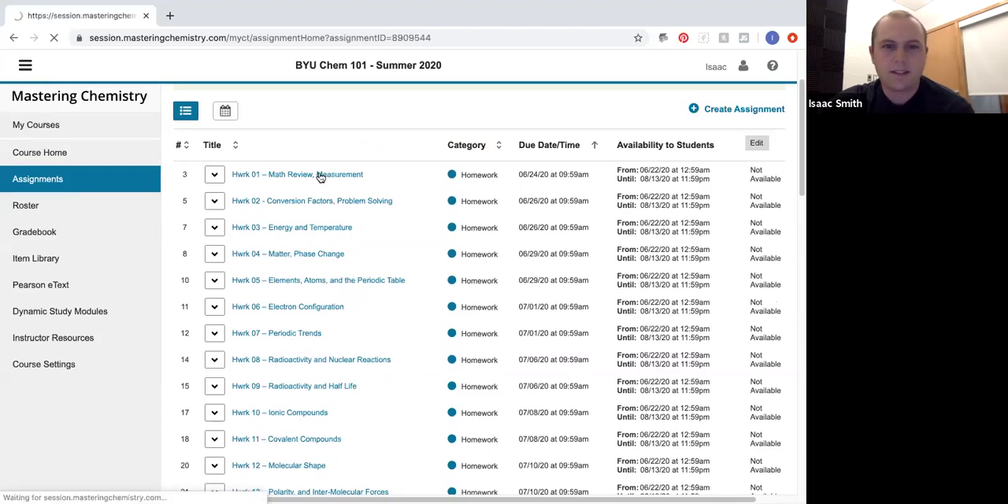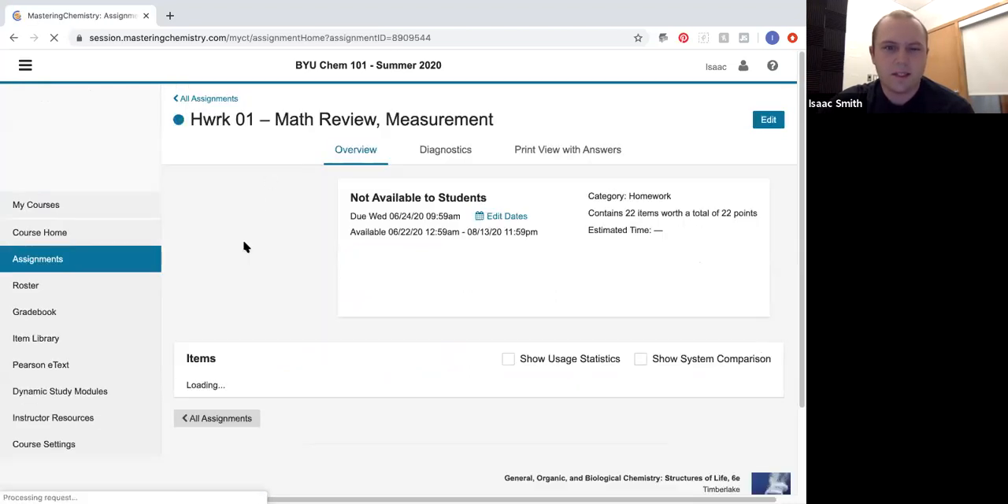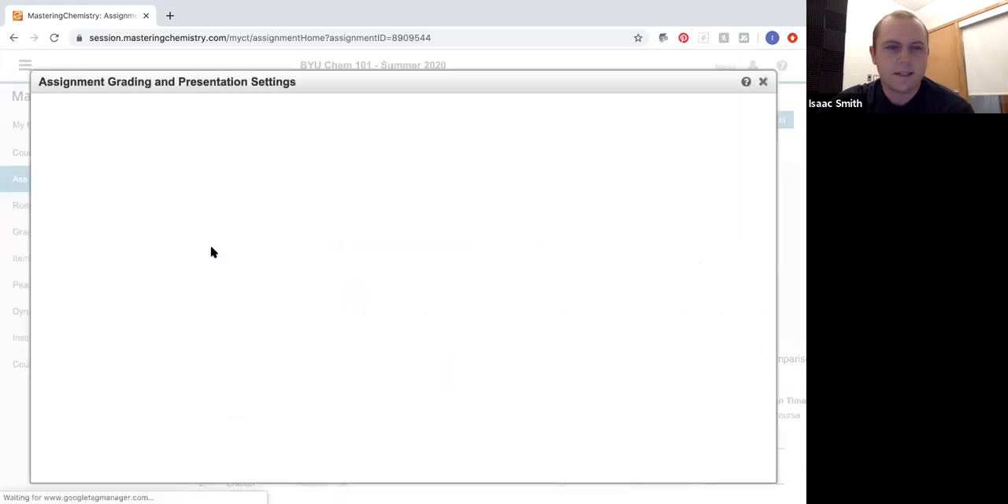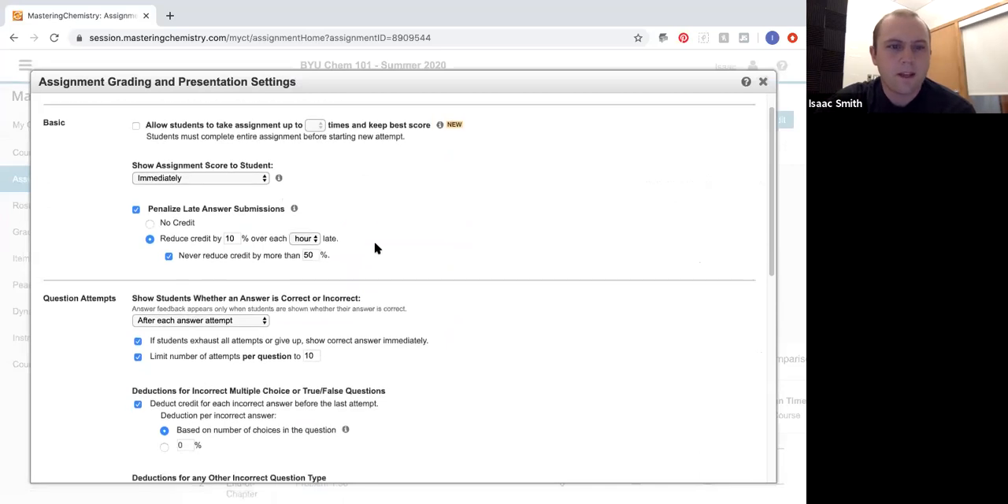But if we go into these different assignments, I can show you how they're graded. So let's see, grading settings. Okay. The first thing to mention is that for every hour that you're late turning this in, you're going to lose 10% on the assignment. But I would never reduce that to more than 50%. So up to 5 hours late, right? If you turn it in like 4 hours late, you lose 40%. After 5 hours, it doesn't really matter. You're just going to lose 50%.